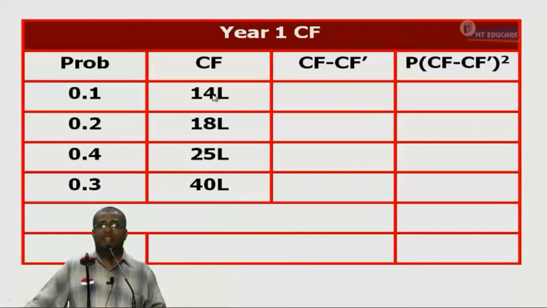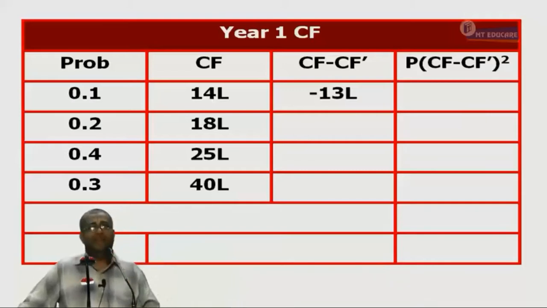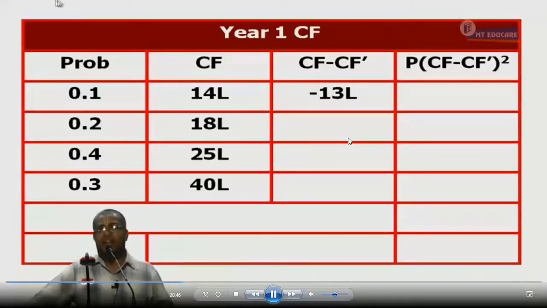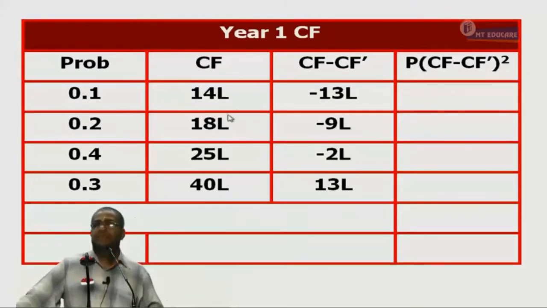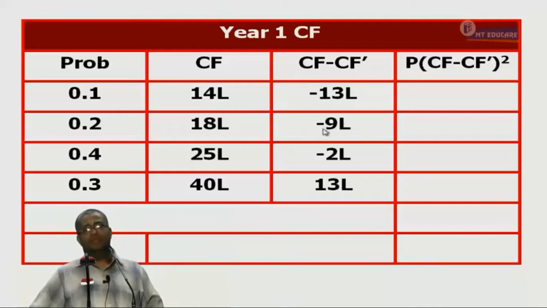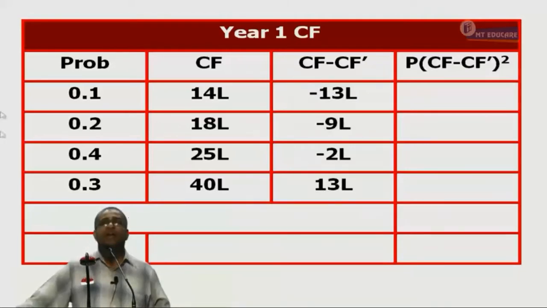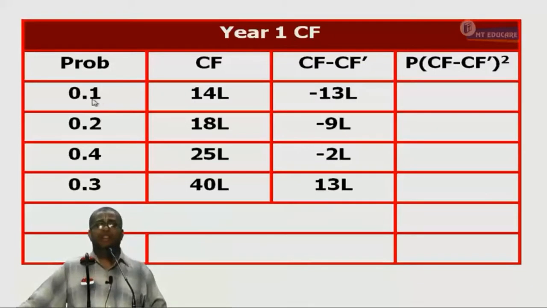X minus X bar. 14 lakhs minus 27 lakhs, are you understanding or not? It is minus 13 lakhs. 18 lakhs minus 27 lakhs is minus 9 lakhs. 25 lakhs minus 27 lakhs is minus 2 lakhs. 40 lakhs minus 27 lakhs is 13 lakhs. So 13 lakhs, 9 lakhs, 2 lakhs and 13 lakhs. First 3 are negative, next is positive.